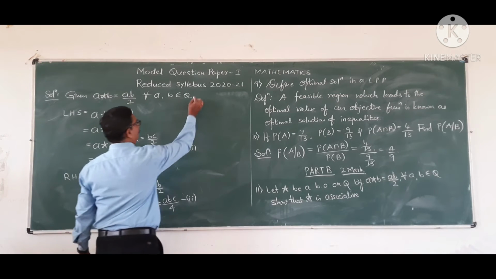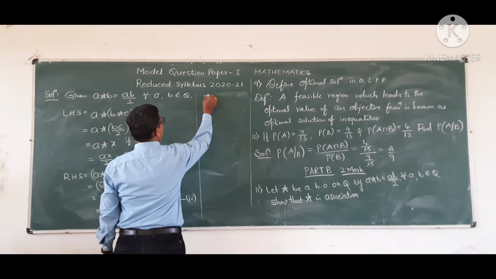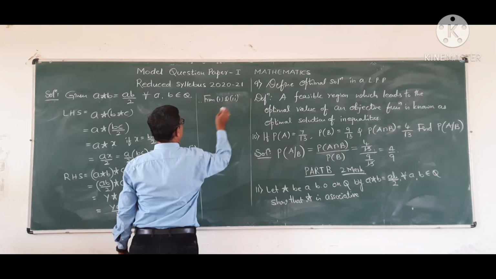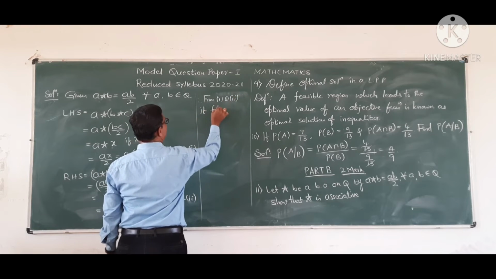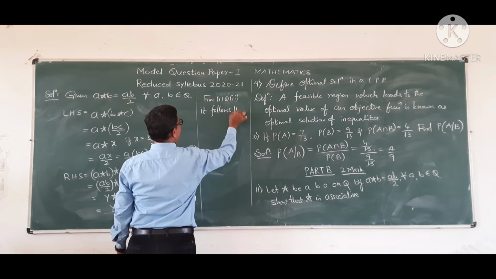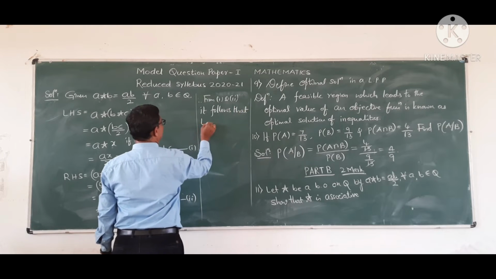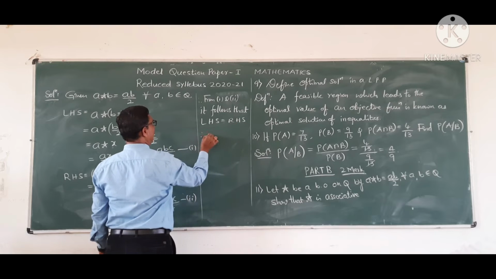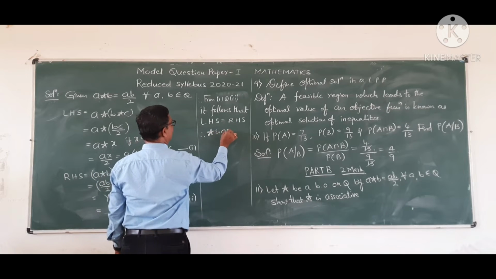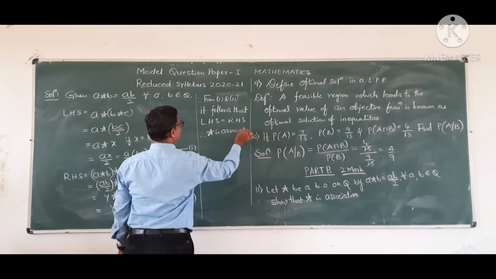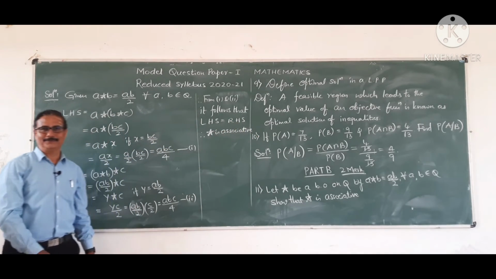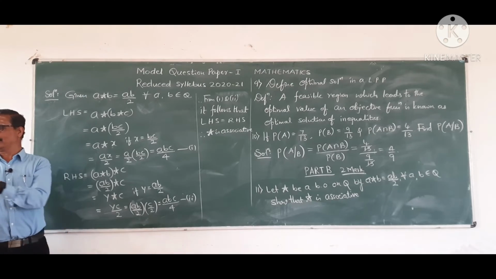Yes. Therefore, from 1 and 2, we conclude that LHS is equal to RHS, hence star is associative. Star is associative. Clear? Simple question.